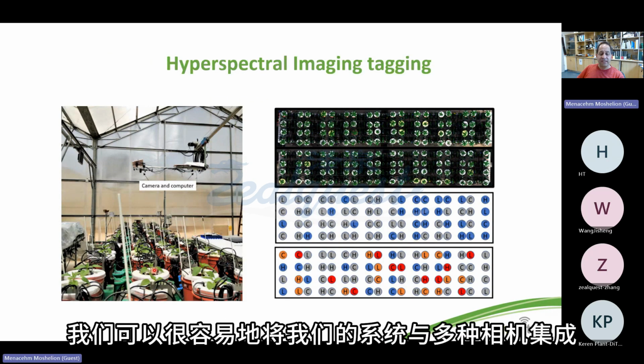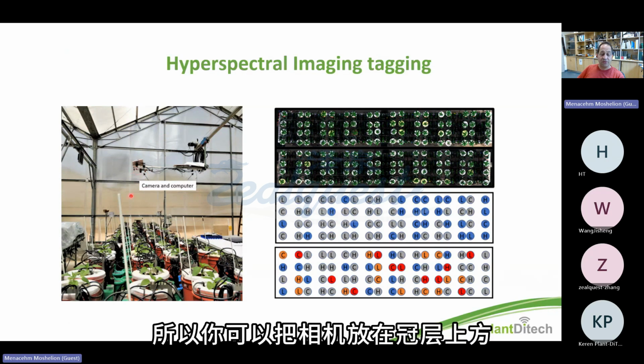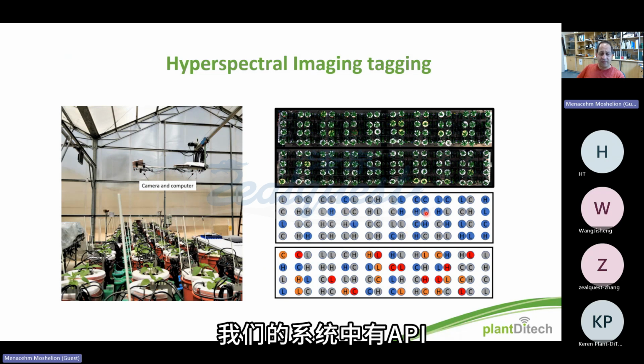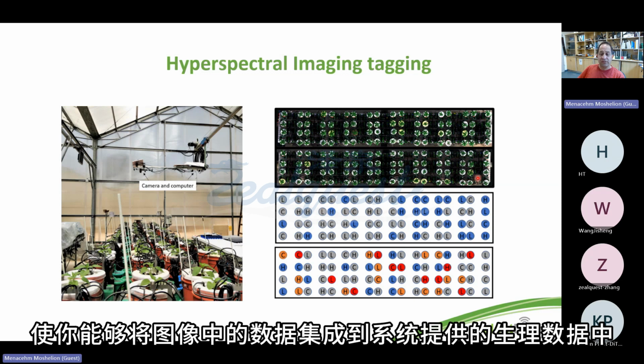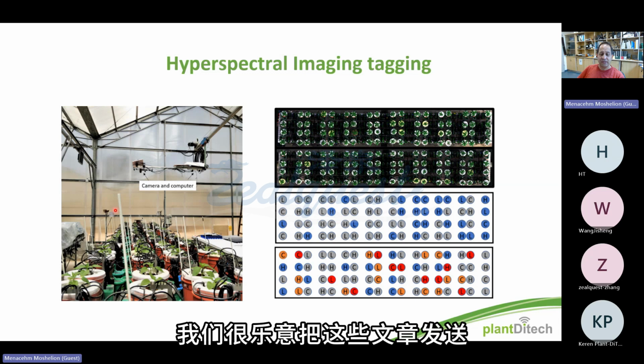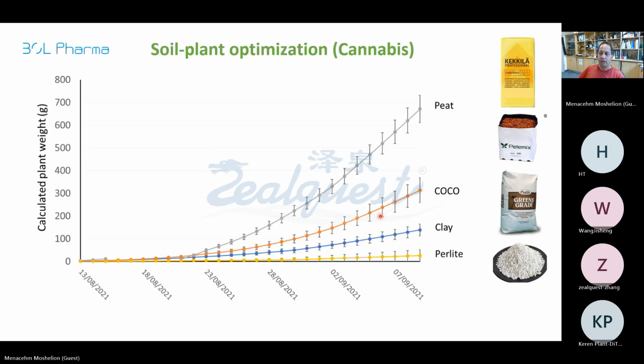Another thing, we can very easily integrate our system with many kinds of cameras. So you can put your cameras above the canopy, take measurements of hyperspectral, RGB, infrared, and any other camera you want. And we have an API in the system that enables you to integrate your data from your images into the physiological data that the system gives you. This paper was also published, actually 2 papers like this are already published. We will gladly send you these papers.